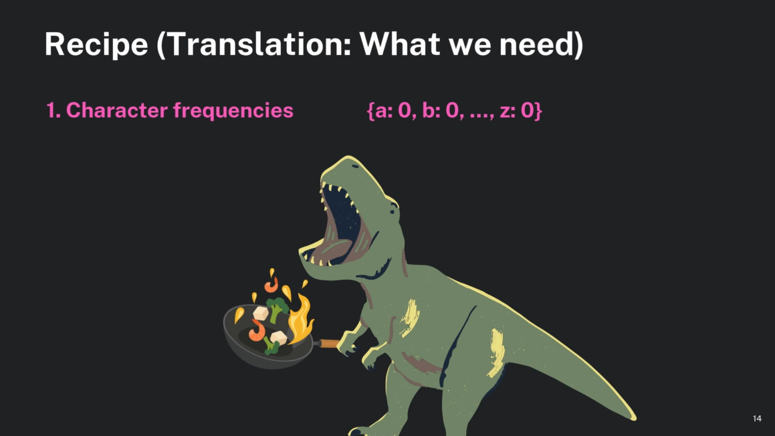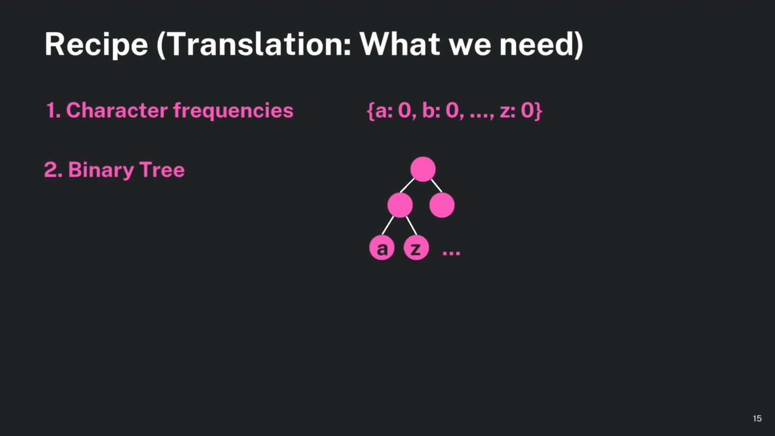Then we need the main flavor, which is the binary tree. It's going to hold our characters in its leaves, and at the end of the day, we will assign codes by traversing the tree from the root to the desired character. And the code length will be determined by the depth of a character's leaf node in the tree. We will see that in our example.